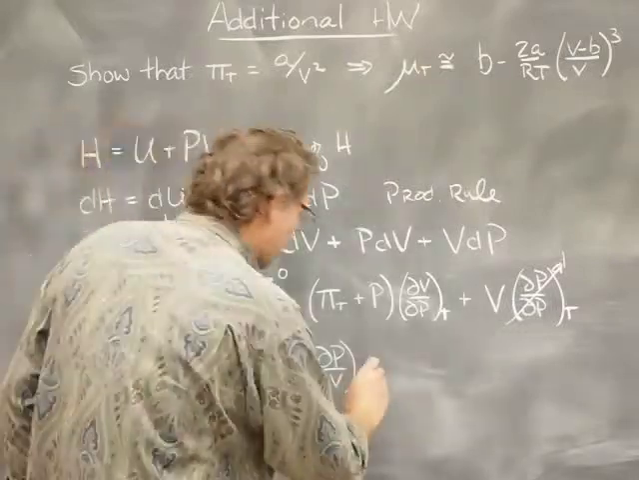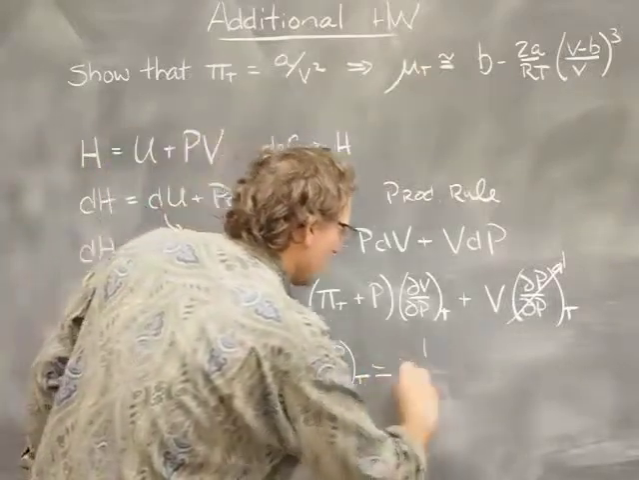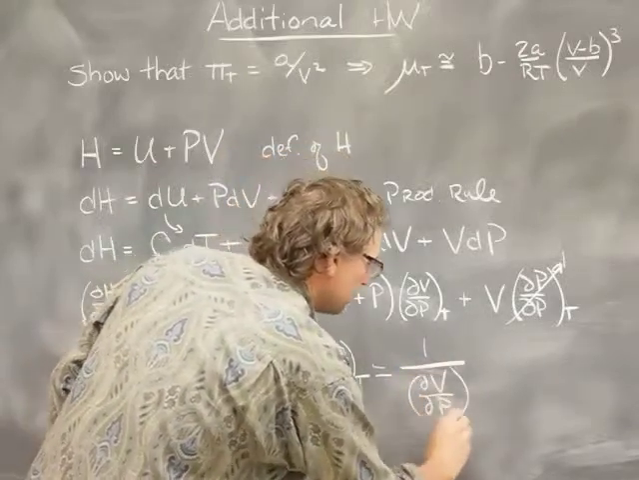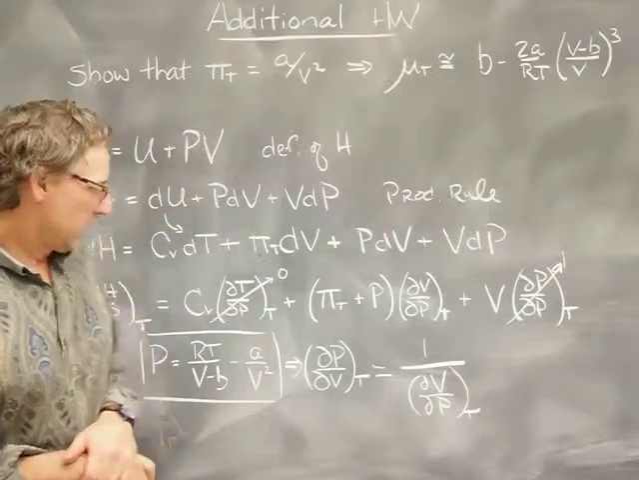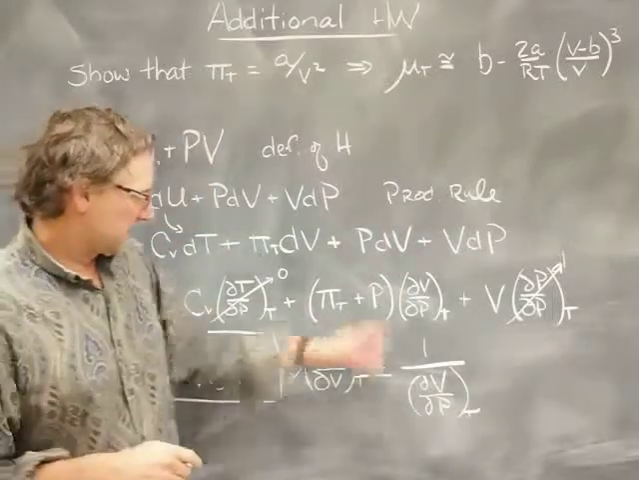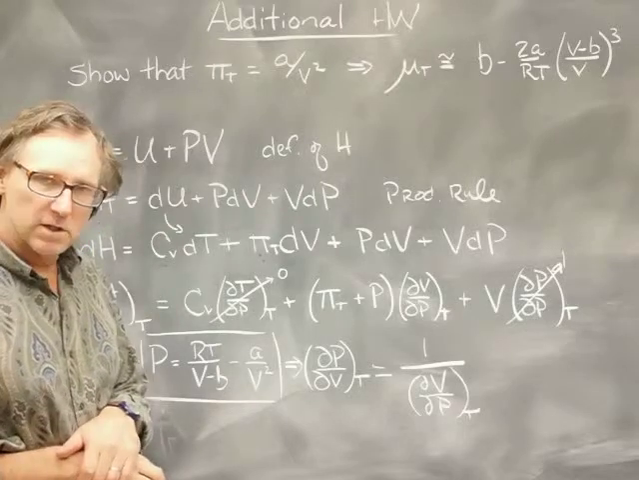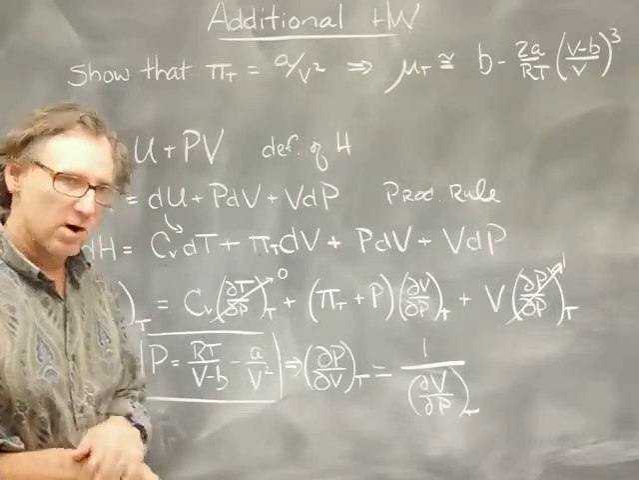And then by the inverter, we know that that is 1 over (∂V/∂P)_T. Okay? So you can get that. This thing is 1 over that, and that's a good foothold into this problem. Okay.